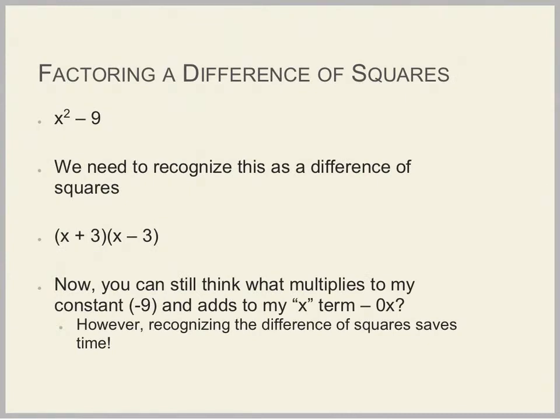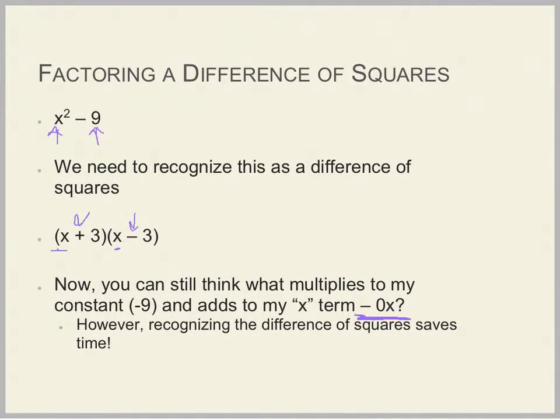Factoring a difference of squares, once you're able to recognize it, is really looking at our first term, in this instance x squared, and saying what two numbers that are the same multiply to give us x squared: x and x. Then we can look at our last term, 9, which is also a perfect square. 3 times 3 multiplies to 9. And we know that we want that middle term of 0x that we talked about to go away.